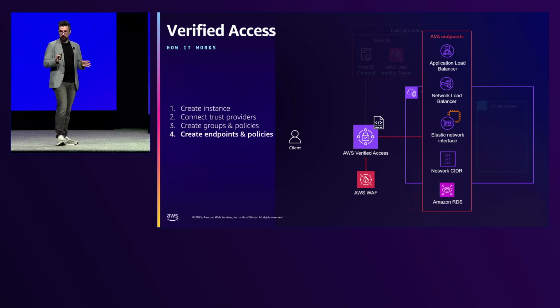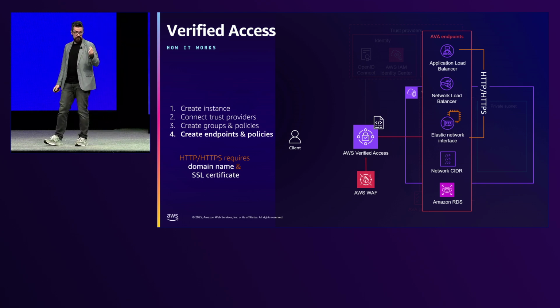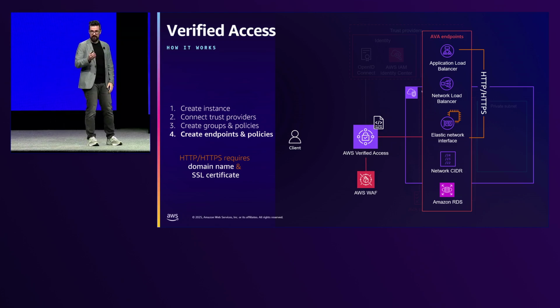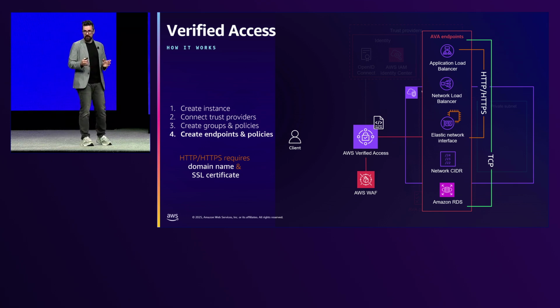Now, these endpoints will support different protocols. So if I'm going to do HTTP, HTTPS, I'll need to have a domain name, and if I'm doing HTTPS, that will require an SSL certificate as well. But I can do that on those top three, the two load balancers and my network interface. If I want to just use TCP, though, I can do that across any of them, and that'll be supported on all endpoint types.